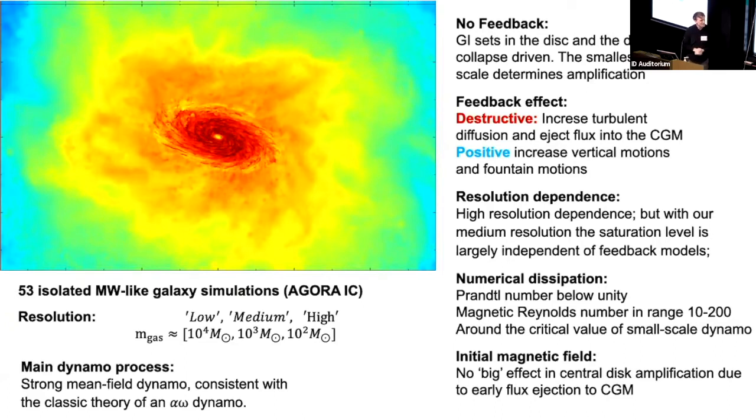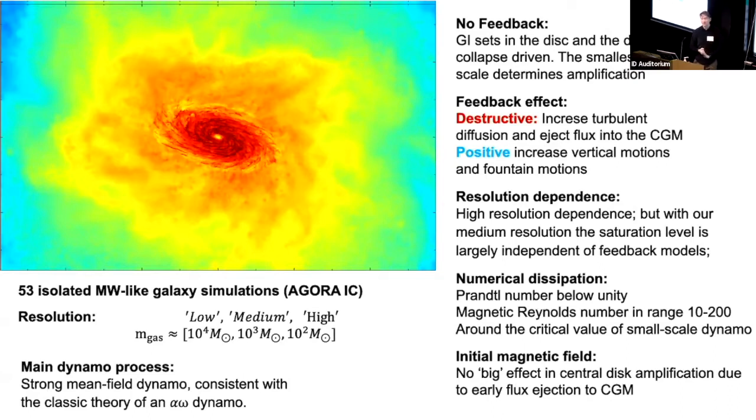We also looked at resolution dependence, and there is a very high resolution dependence. We're nowhere near convergence, because as you increase resolution, you get faster and faster amplification of the magnetic field. However, at the low resolution we have a big dependence on the feedback model, while at the medium resolution the saturation level always reaches about 10 to 30% of the thermal energy.